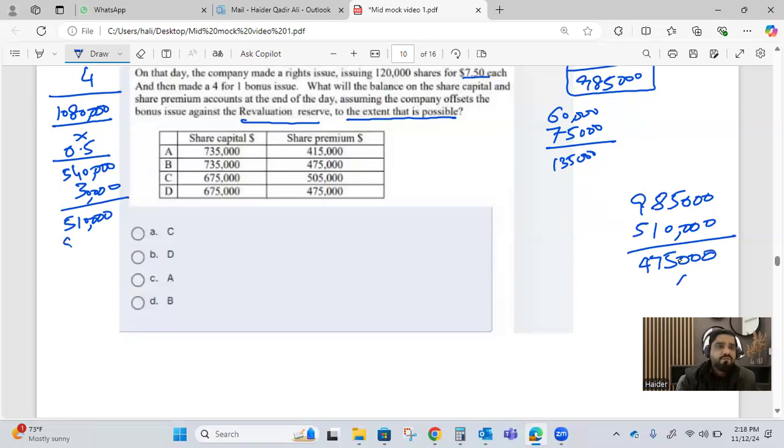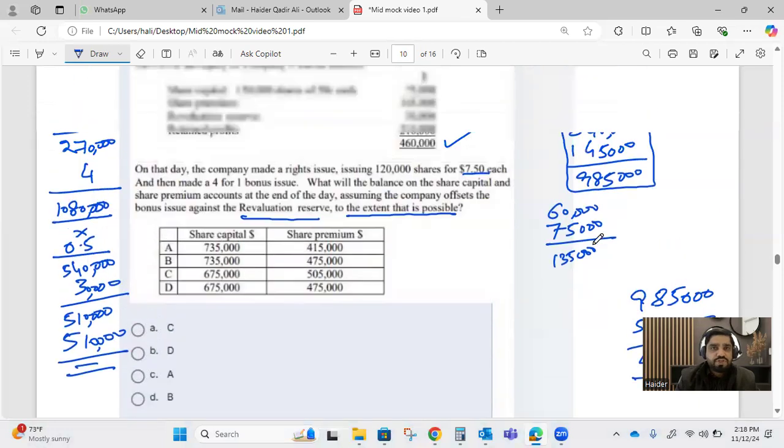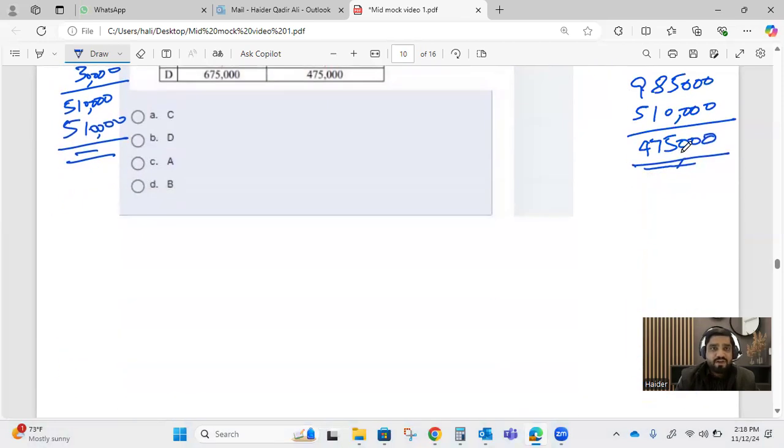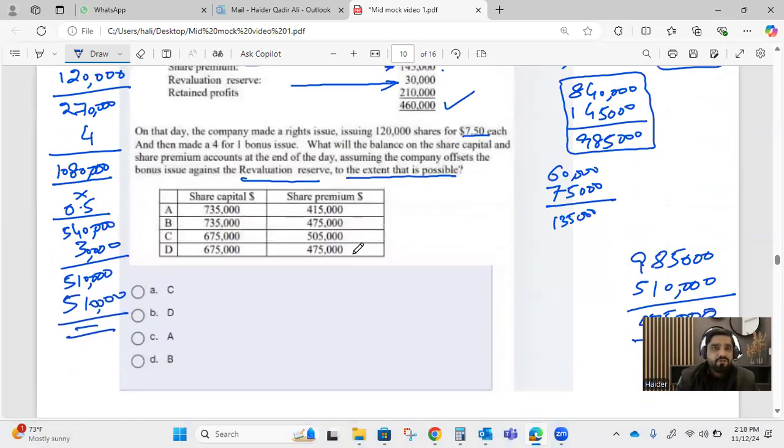475,000. 510,000 is taken from share premium, and then we are covering with our bonus issue. The final value left with us from share premium is 475. So 475 is option D, but option B is also possible. But we have to see how much our share capital is now.